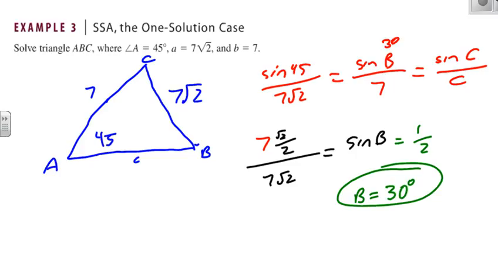So if B is 30, A is 45 degrees, so together that's 75. So that means angle C has to be 105 degrees.